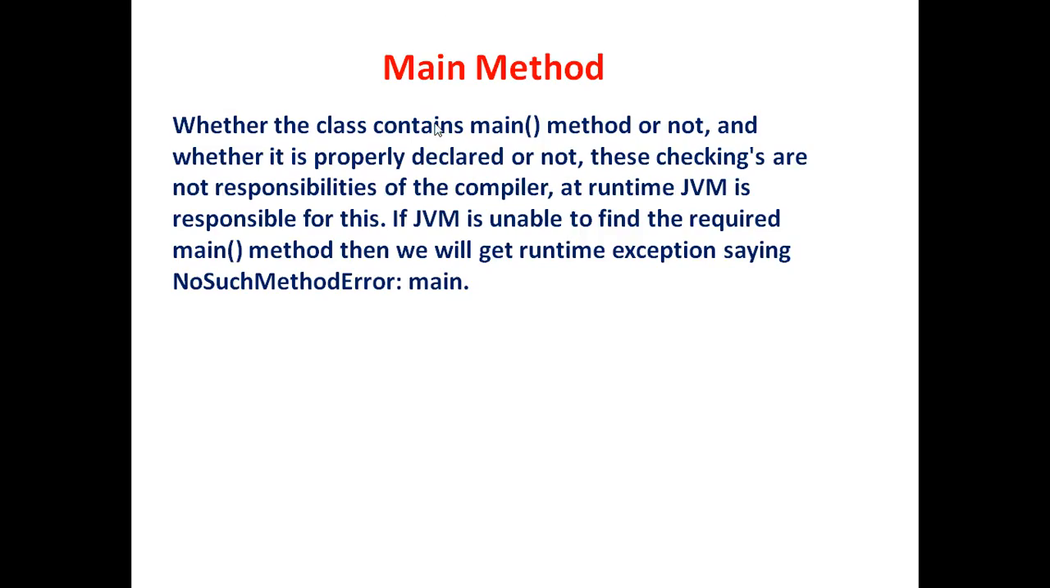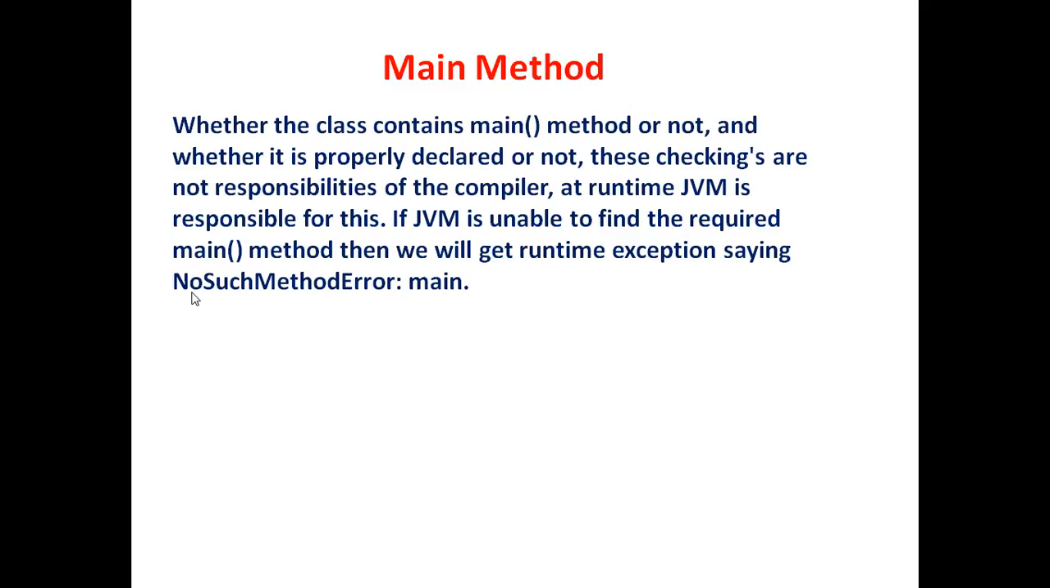So here's the point: whether the class contains a main method or not, and whether it is properly declared or not, these checks are not the responsibility of the compiler. At runtime, the JVM is responsible for this, right? So at runtime it is going to find out whether the main method is available or not. If the JVM is unable to find the required main method, then we will get a runtime exception saying no such method error. So this error will be flagged in version 1.6. After version 1.6 the error message has changed. You must have a main method, right?